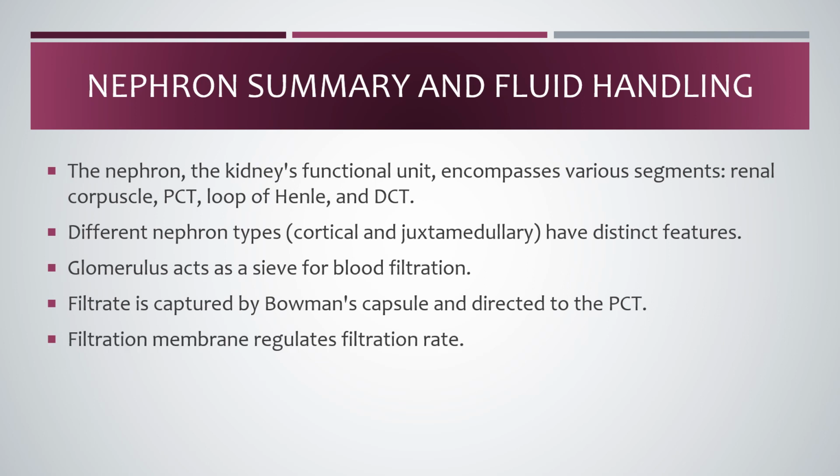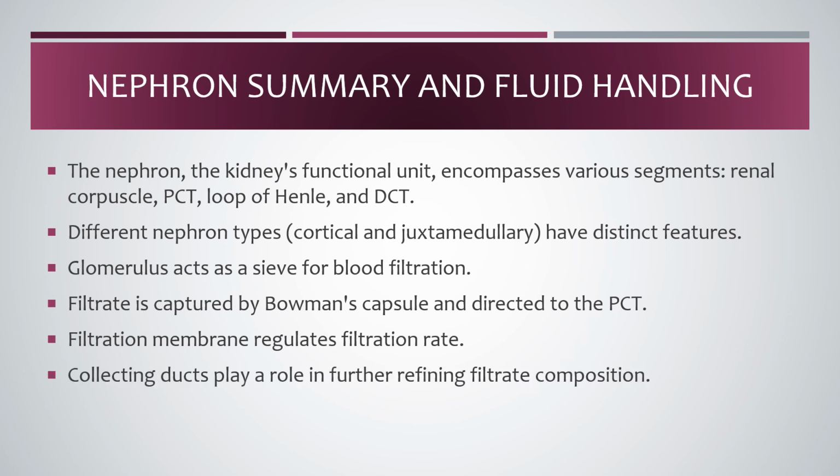The filtration membrane, a collaborative structure of podocytes and capillary endothelial cells, regulates filtration rate. Specialized cells within the JGA release signals to regulate blood flow and filtration, while others produce renin to manage blood pressure. The PCT handles crucial absorption and secretion processes, while the loop of Henle's distinct segments governs solute and water permeability. The DCT, although less active than the PCT, also contributes to ion transport. Collecting ducts, although not strictly part of the nephron, further refine filtrate composition.